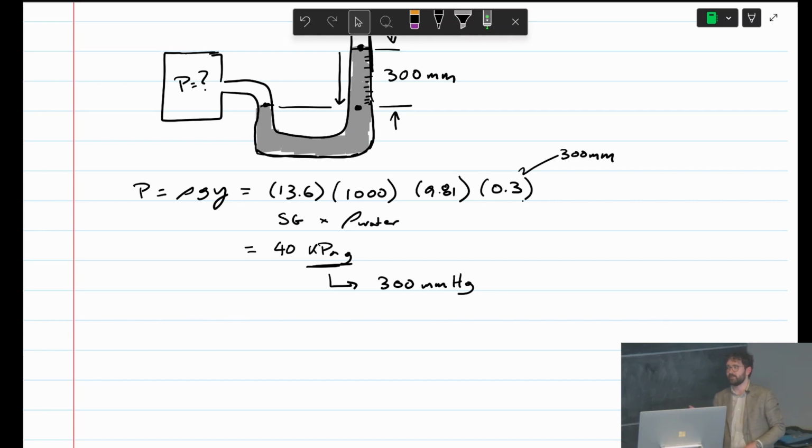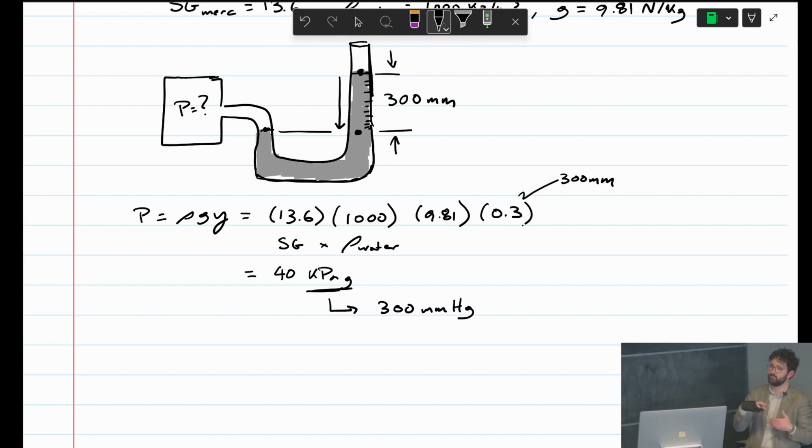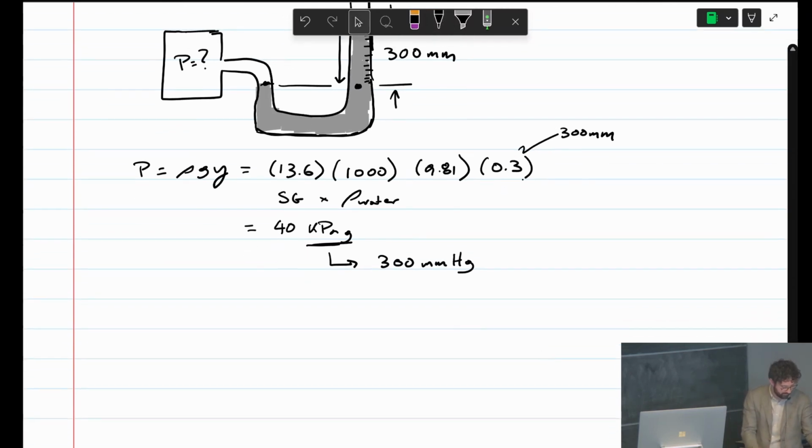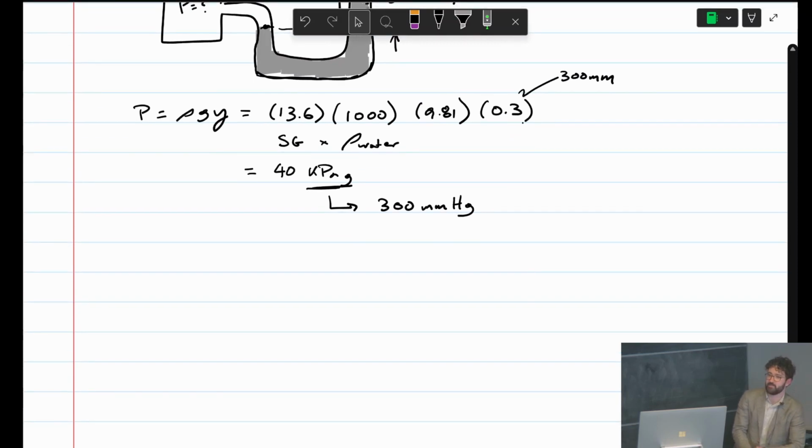So like you have inches water gauge is another unit. It's common, or like inches of mercury. So if you go into Google and type, 40 kilopascals to millimeters of mercury, you'll get that they're equivalent. So that's basically what we've done here. Any questions about that example or those pressure units? So again, that allows us to convert a length of a liquid into a pressure.